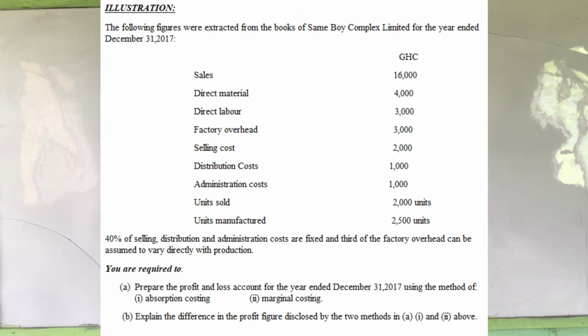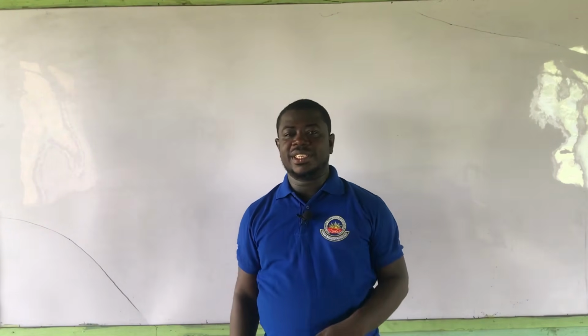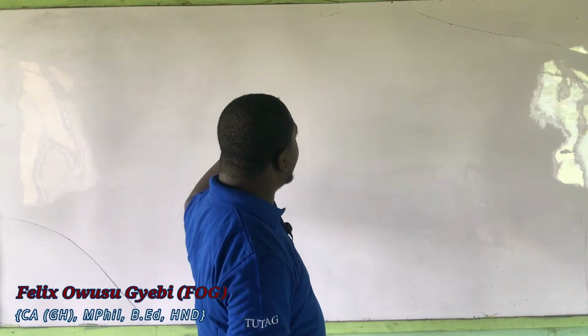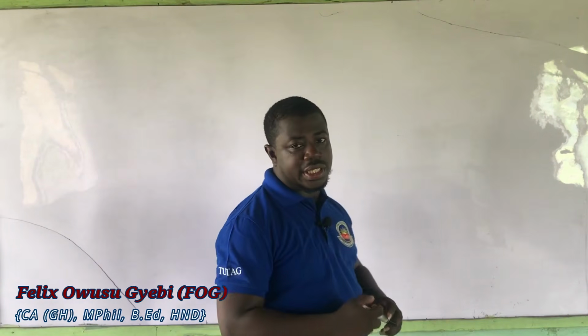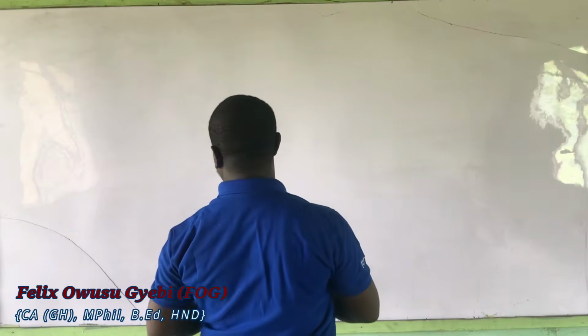Okay. So we are going to solve this question for Same Boy Complex Limited. And what we are going to do is that we are going to calculate profit under the marginal costing system and then under the absorption costing. So we will reconcile the profit afterwards. So let us look at that.